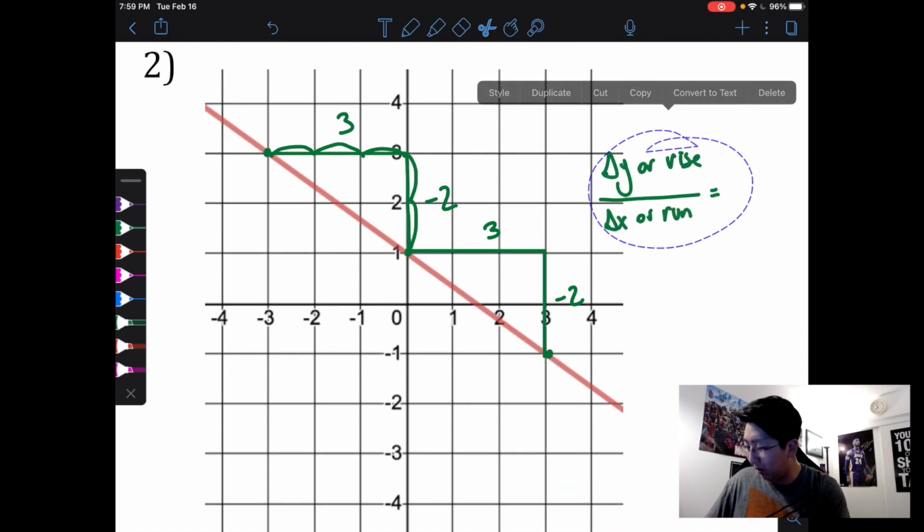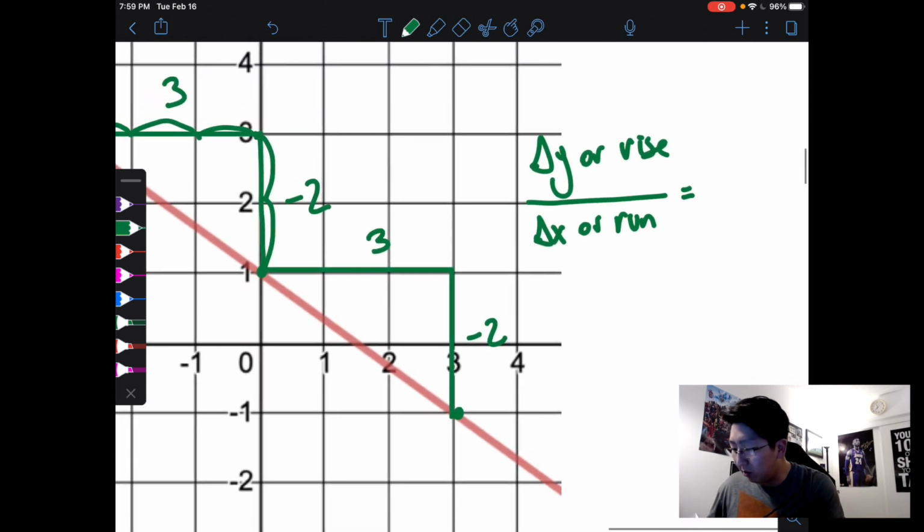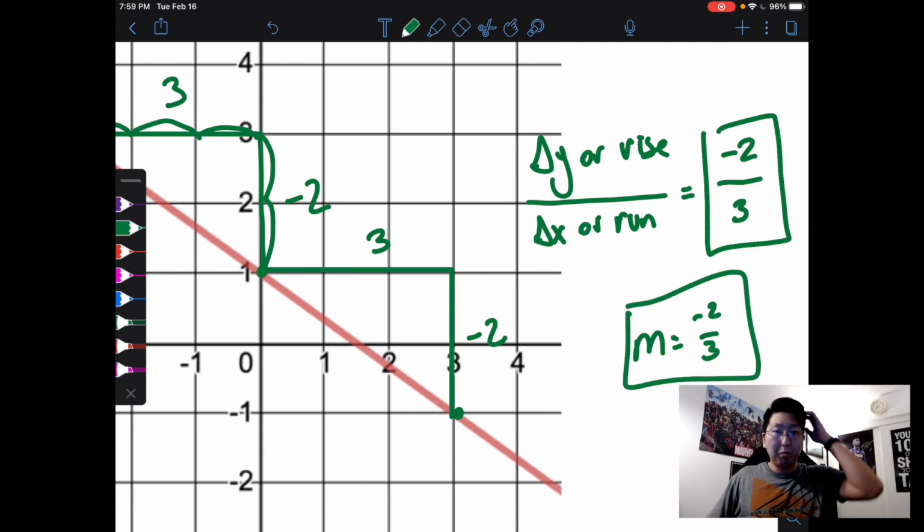Nope, I'm going to leave it right here. So sorry. All right, rise, it's going down by 2, and run, left and right, is going over 3. So my m is negative 2 over 3.